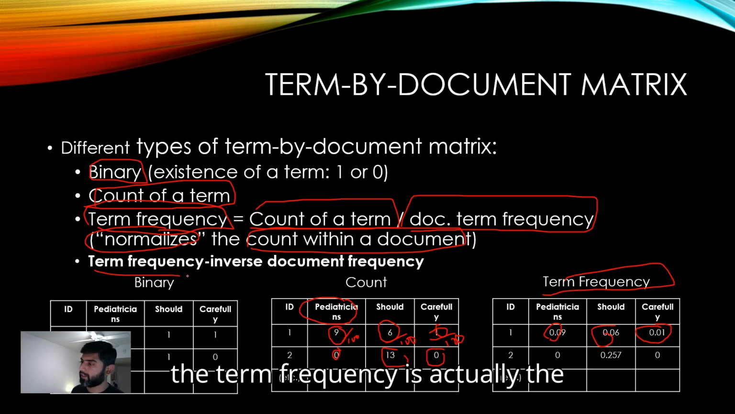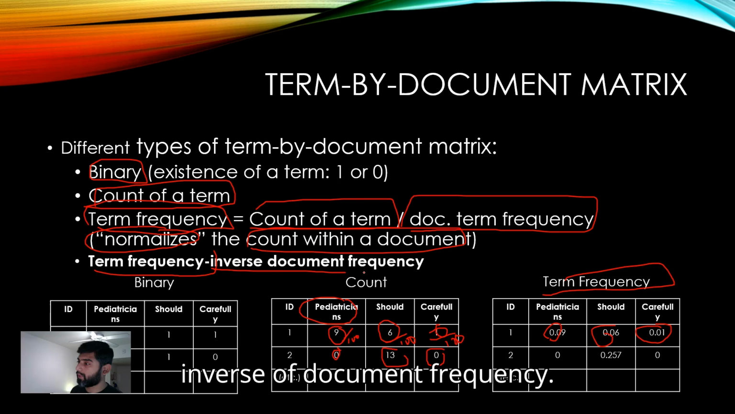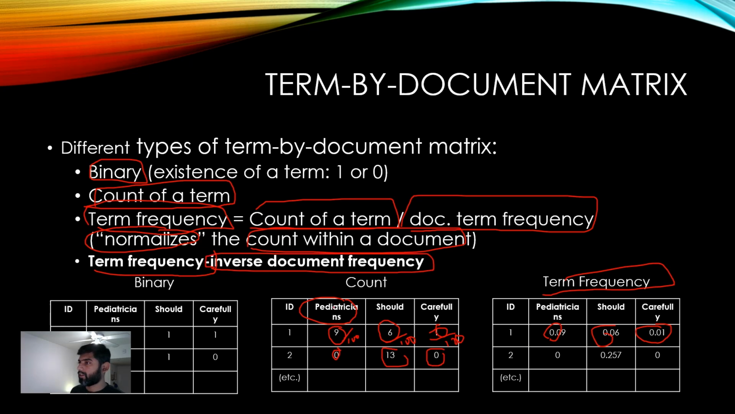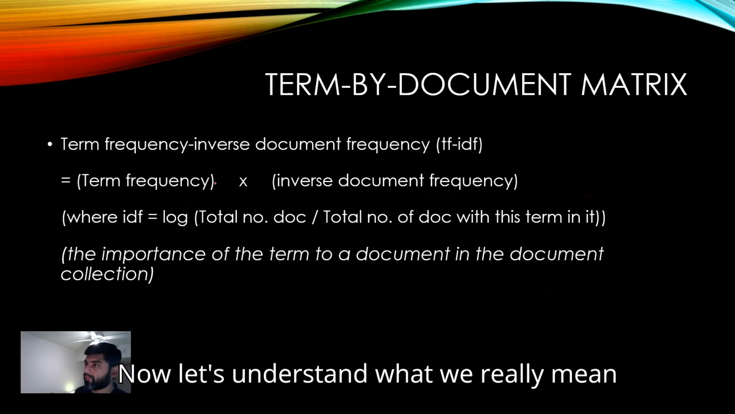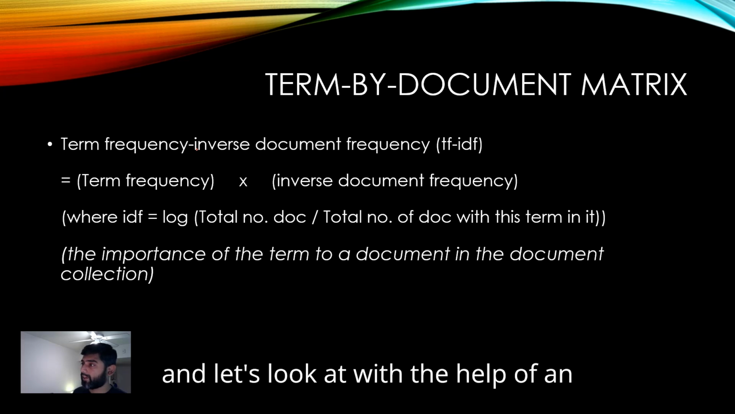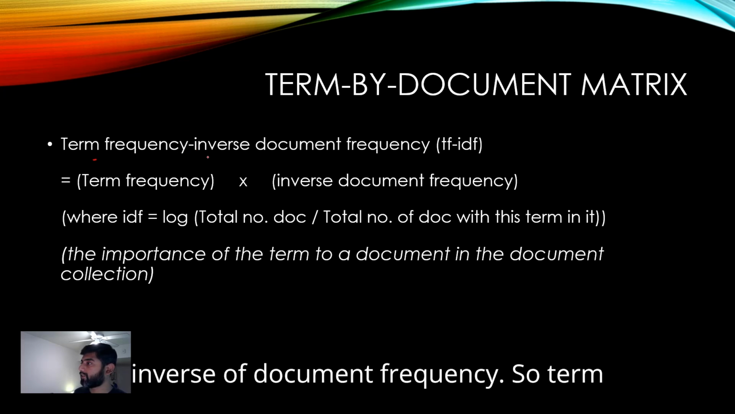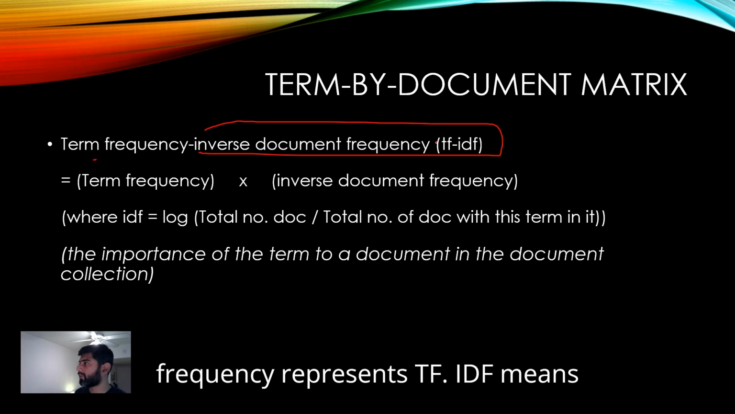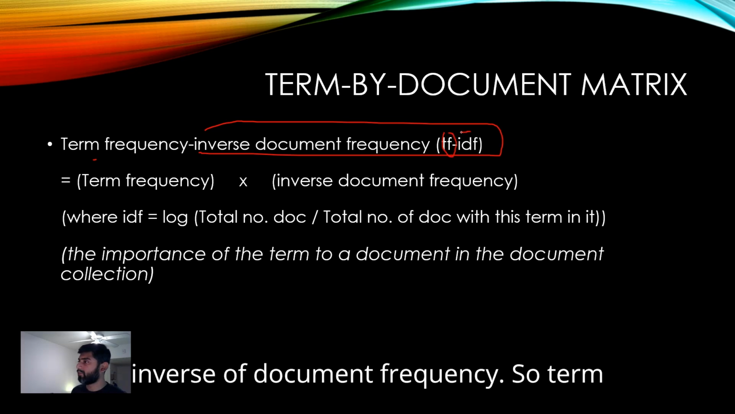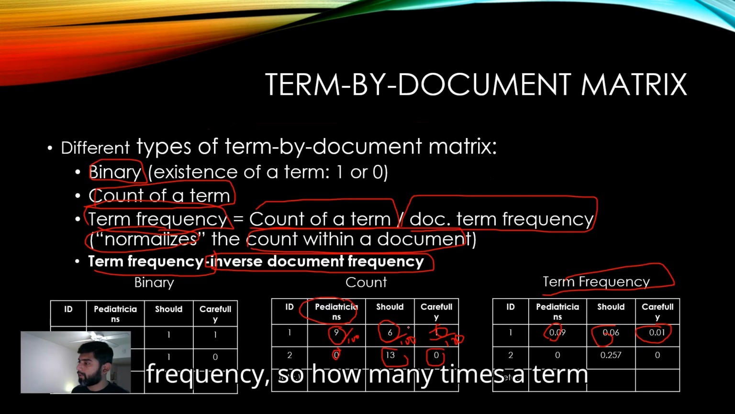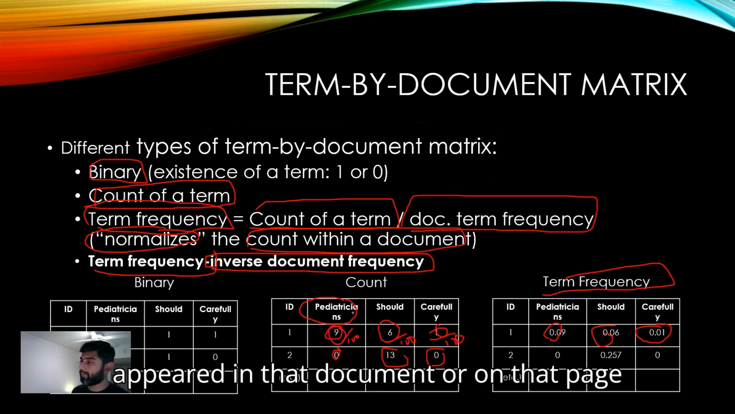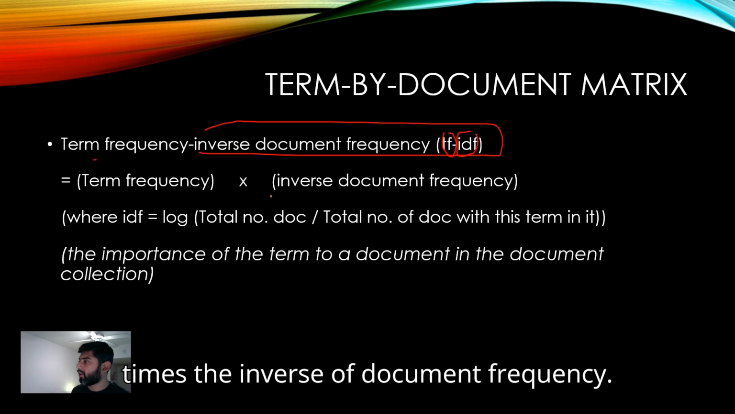Here the term frequency is actually multiplied by the inverse of document frequency. Now let's understand what we really mean with the help of an example. TF represents term frequency, and IDF means inverse document frequency. So term frequency is how many times a term appeared in that document or on that page, times the inverse of document frequency.